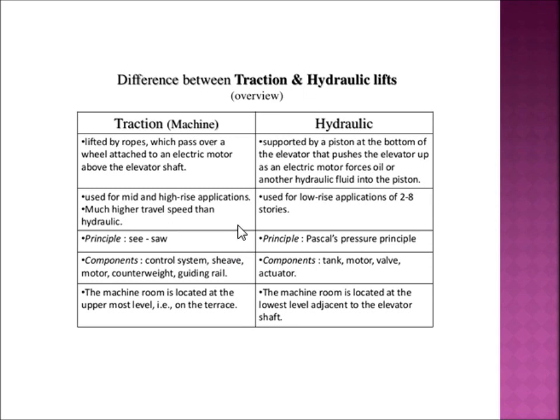Okay, and for the components, consists of control system, shaft, motor, counterweight, and guiding rail. Okay, the machine room is located at the uppermost level. Example, on the terrace. Okay, yang ni yang kita tengok kat gambar-gambar tu. So you all boleh tengok juga dekat YouTube ataupun Google.